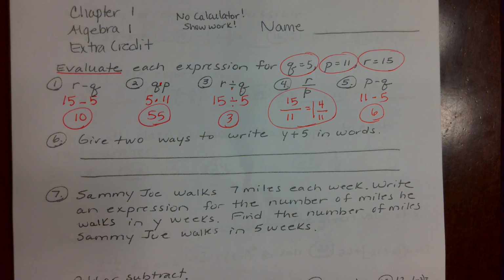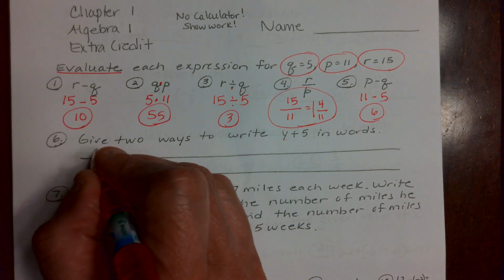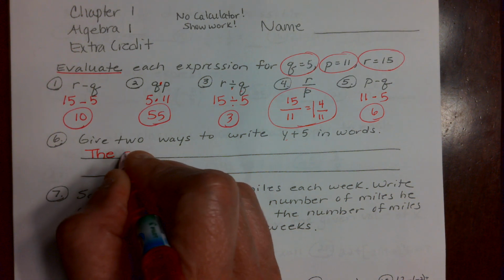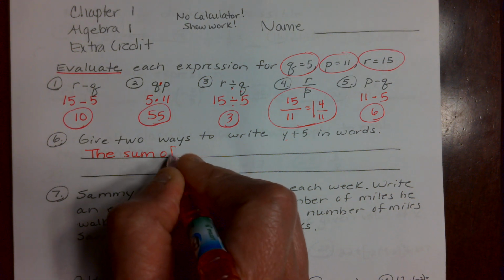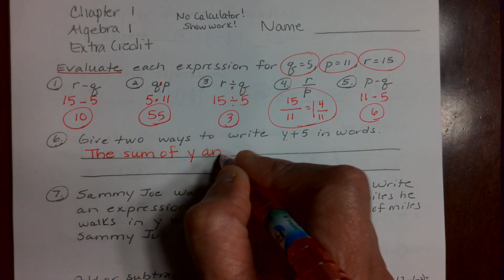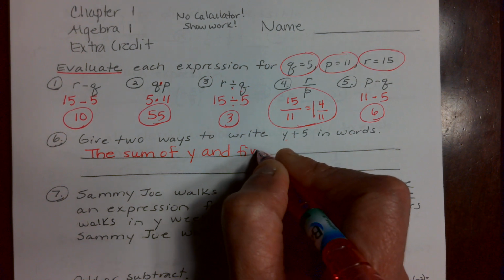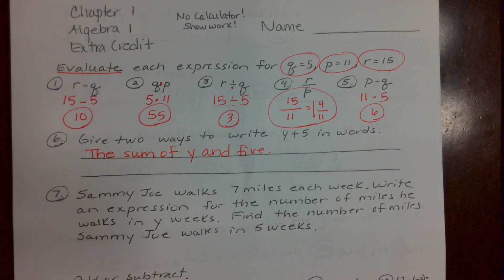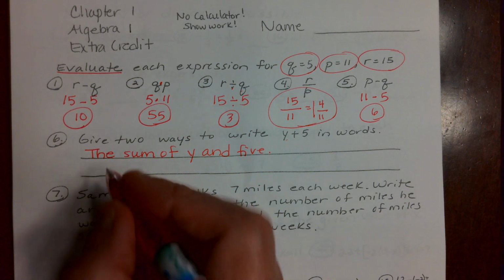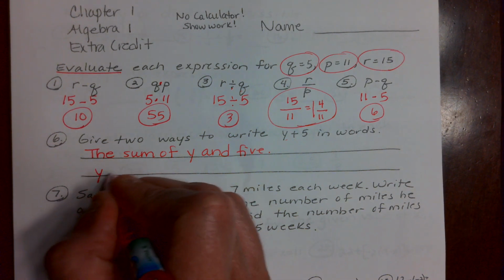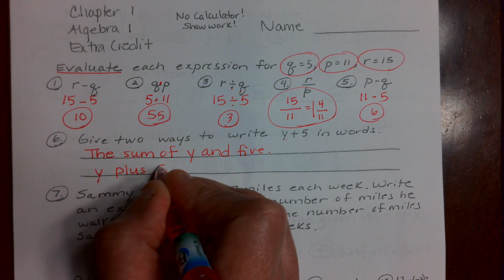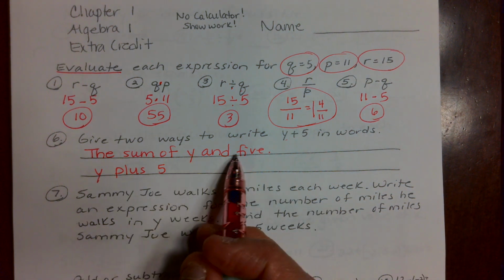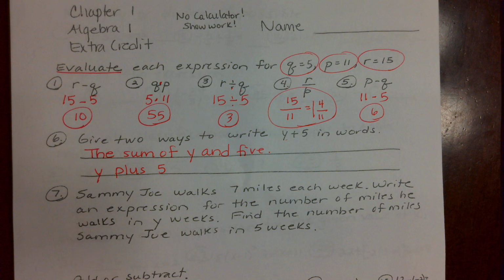Give 2 ways to write this in words. So of course, my favorite is using sum, so you get familiar. The sum of y and 5, that would be one. You could do y plus 5, or the sum of 5 and y. Either of those are fine.